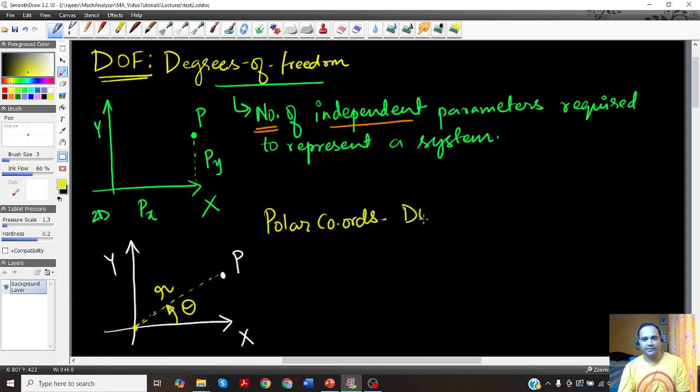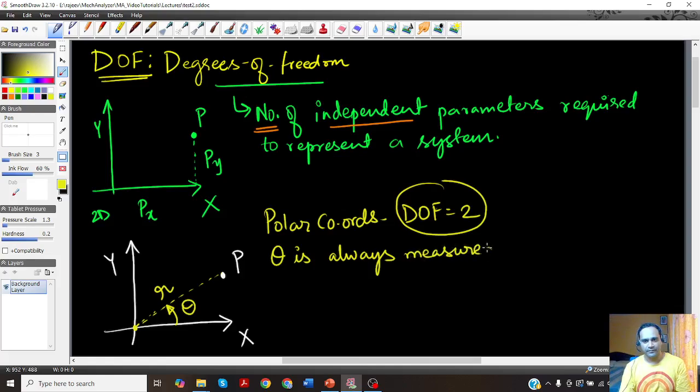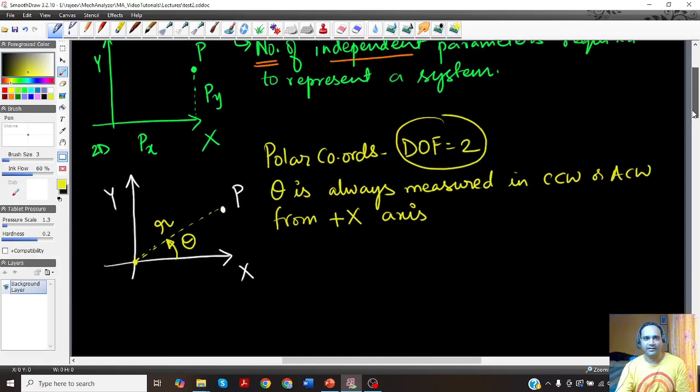Again, degree of freedom is 2. If I give you the value of r and theta, you'll be able to locate a point P using polar coordinates. Now one word of caution is theta is always measured in counterclockwise or anti-clockwise direction from positive x-axis. So let's follow this convention because then our life will become easier.